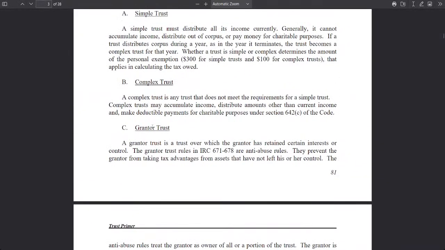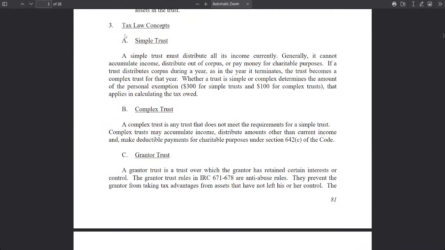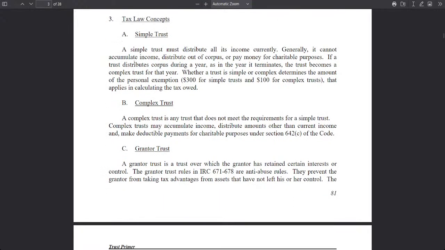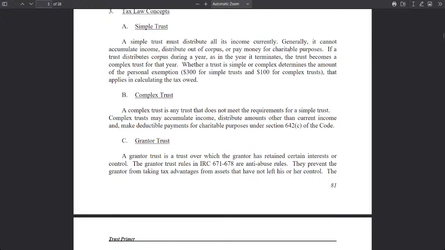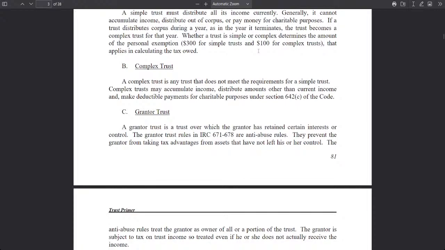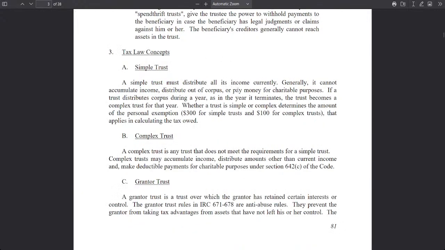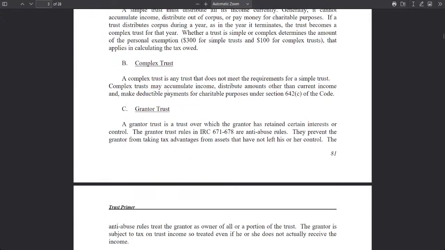I'm very familiar with this document, obviously. Tax law concepts. Tax law from the IRS. A is a simple trust. A simple trust must distribute all its income currently, generally. It cannot accumulate income, distribute out of the corpus, or pay money for charitable purposes. We got a complex trust. A complex trust is any trust that does not meet the requirements for a simple trust. A complex trust may accumulate income, distribute amounts other than current income, and make deductible payments for charitable purposes.